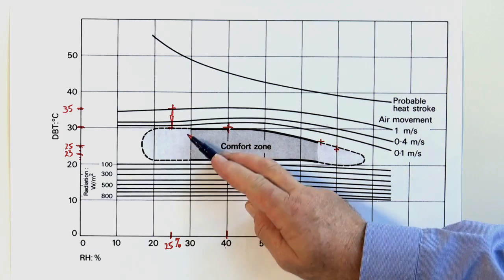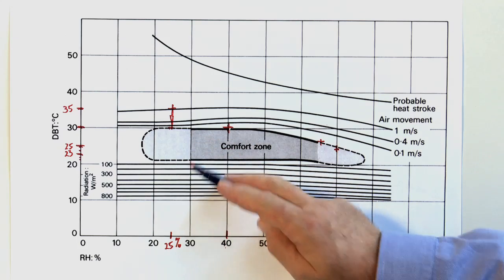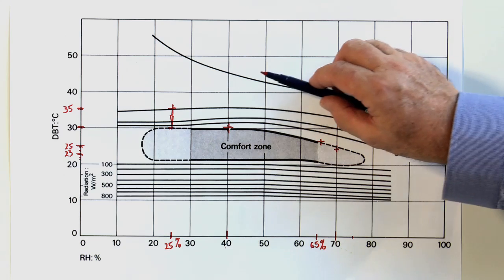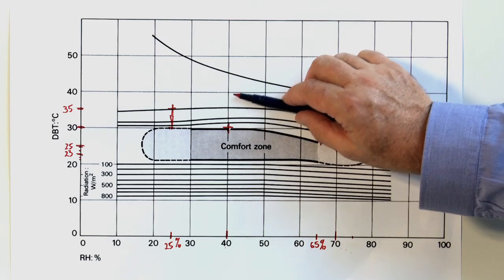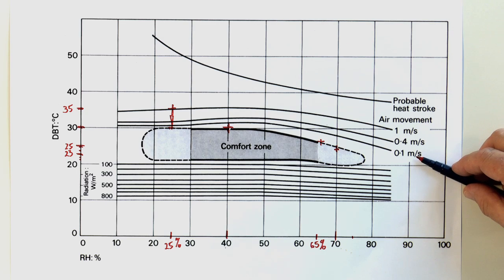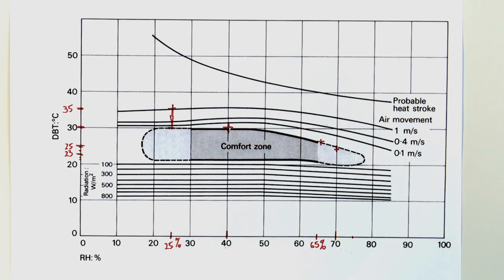The trouble is here, we are again in this dash, dash, dash line, which is borderline for human comfort. The beauty of the bioclimatic chart is we can see how we can use air movement to pull the temperature down. If we have 0.1 metres per second, we can pull it down into the comfort zone.